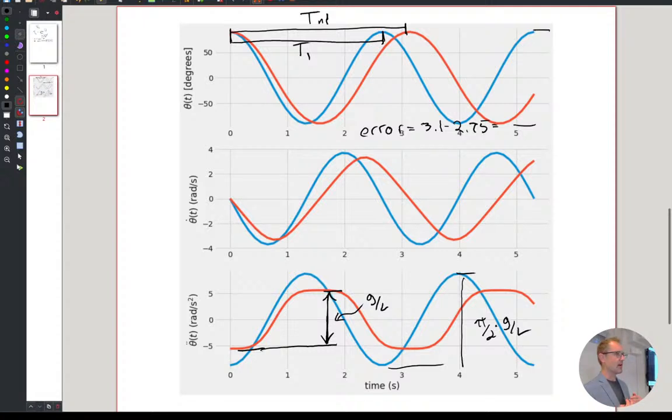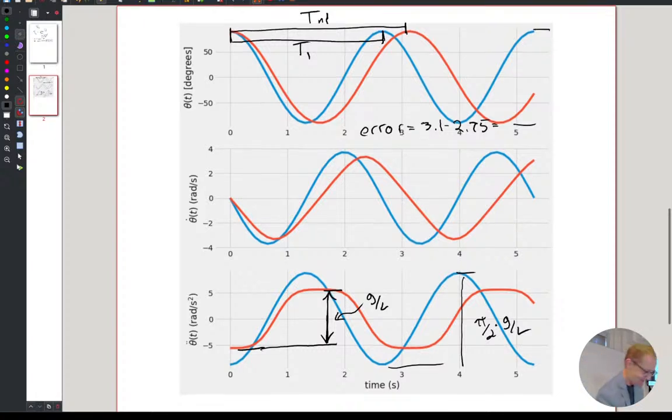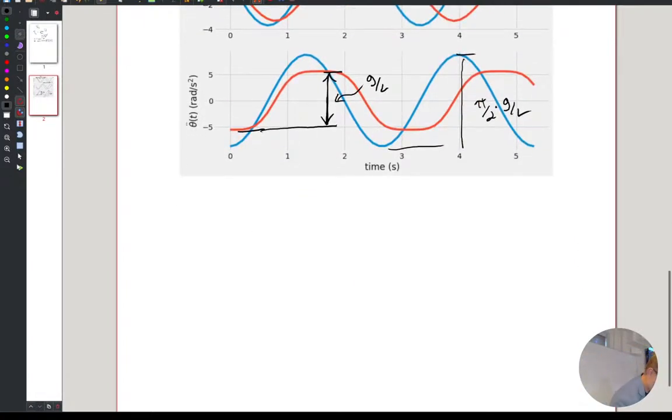Do you know how I got pi over 2 and g over L for amplitudes? Magic. I'm just very good at reading graphs. No, right? Nobody's that good.